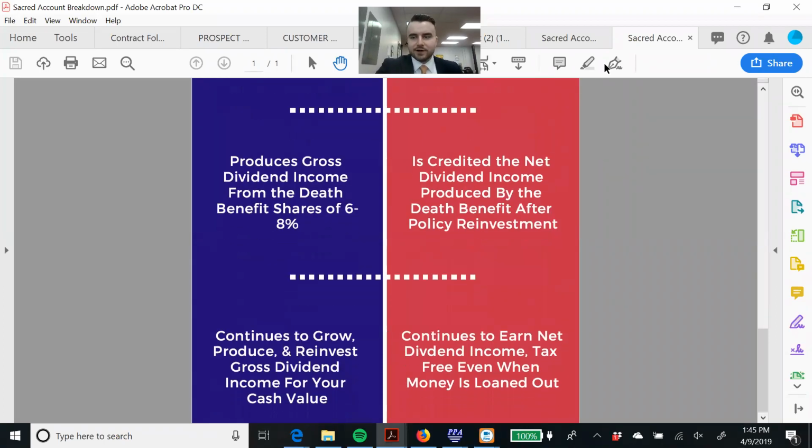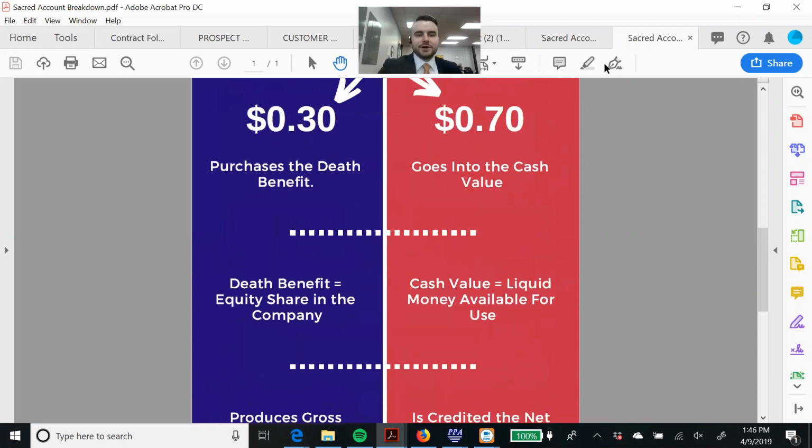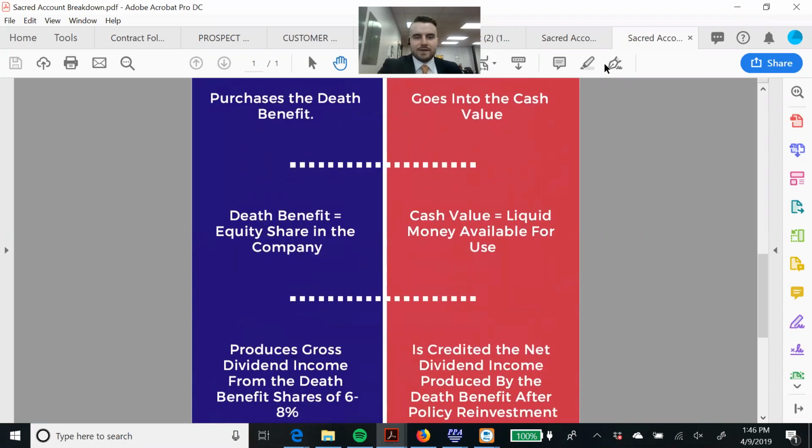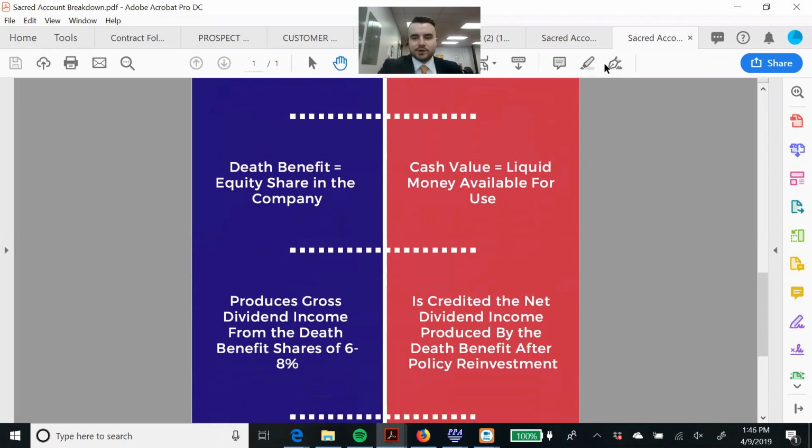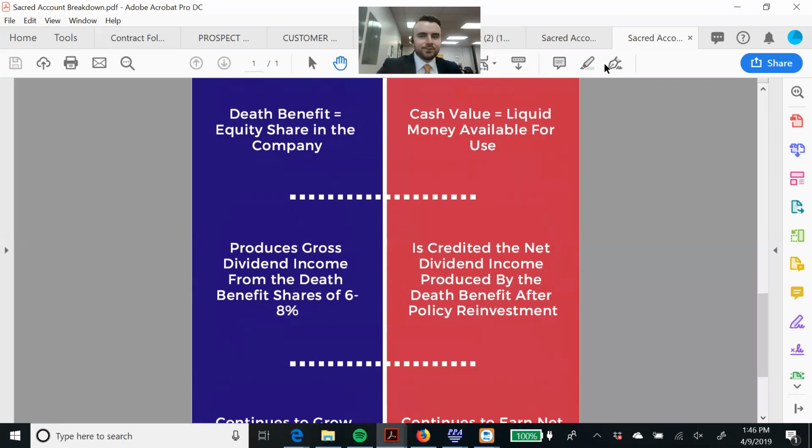Now, most policies don't need all of the extras. They just need a basic base death benefit with the whole life insurance company, a paid up additions rider, and in some cases, a term insurance rider as well. Okay. So again, to recap, you've got 30 cents going to your death benefit. You've got 70 cents going to your cash value. That 30 cents purchased your death benefit, which is an equity share in the company. Your 70 cents here is going directly into your cash value that's liquid and available for use.